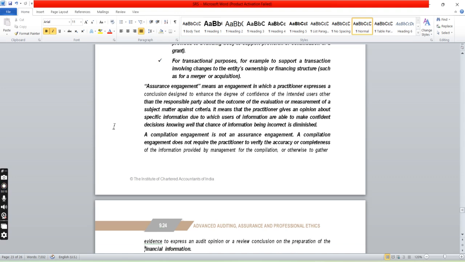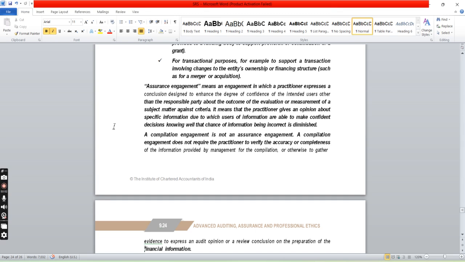Now the next one is assurance engagement. Assurance engagement is an engagement, as we explained earlier, in which a practitioner expresses a conclusion which is designed to enhance the degree of confidence of the intended users in the responsible party about the outcome of evaluation or measurement of a subject matter against criteria. It means that the practitioner gives an opinion about specific information, due to which the users of information are able to make confident decisions, knowing well that the chance of information being incorrect is diminished. A compilation engagement is not an assurance engagement.